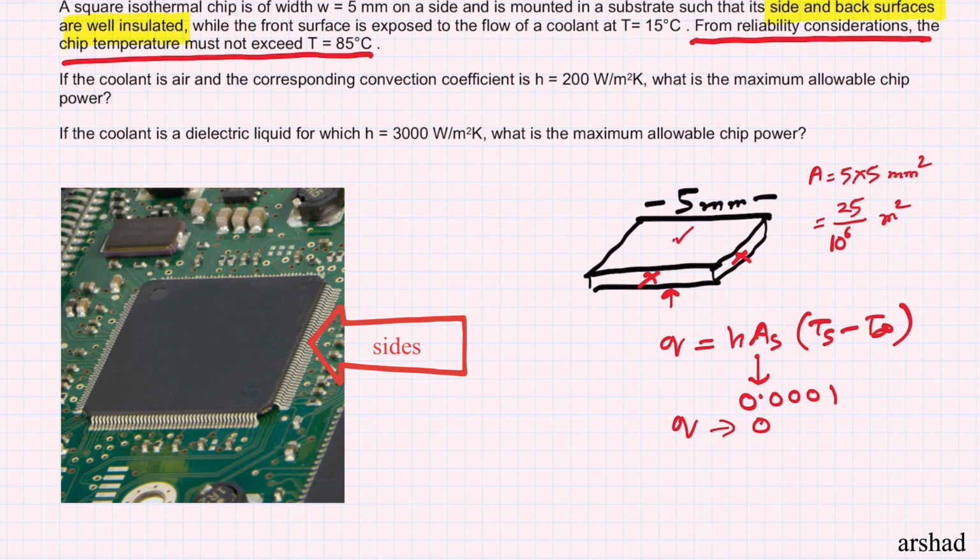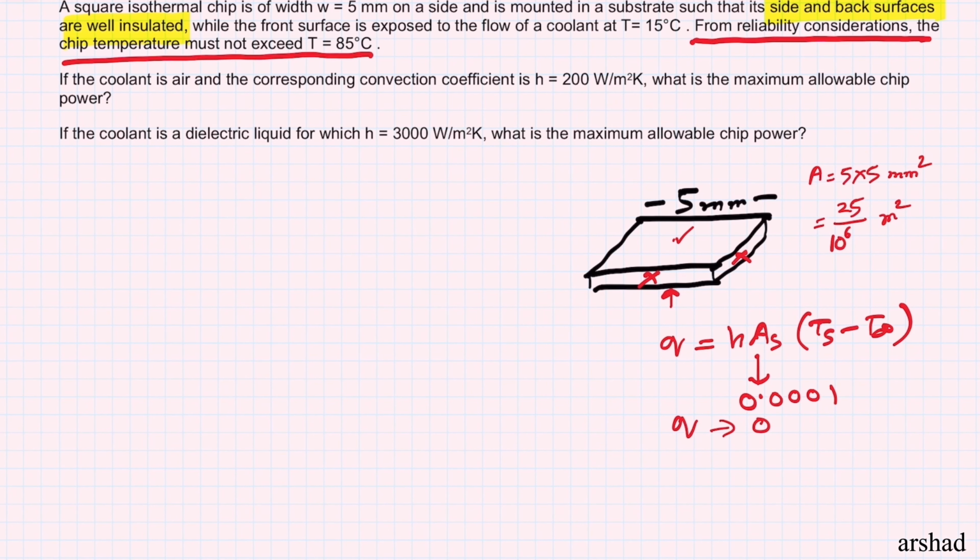So this is why, if some surface is insulated or has very small surface area, we can neglect the amount of heat that is transferred from that surface. Since the question mentions directly that we can consider those surfaces to be insulated, we don't have to look at these areas. But if you look at the picture of a real chip, we are going to find that the side surfaces have very small surface area.